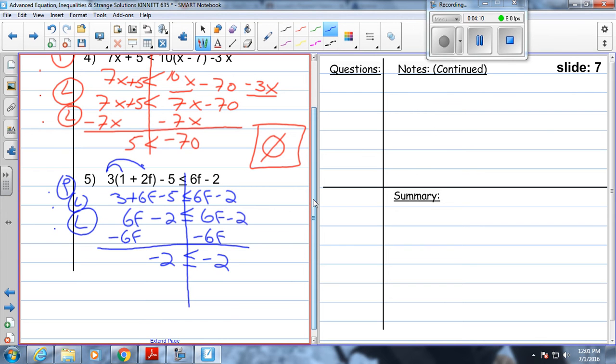Negative 2 is less than or equal to negative 2. Is that true or is that false? Yes, it's true. So since it's a true answer for inequalities, we don't use all real numbers. We use the answer infinite solutions.